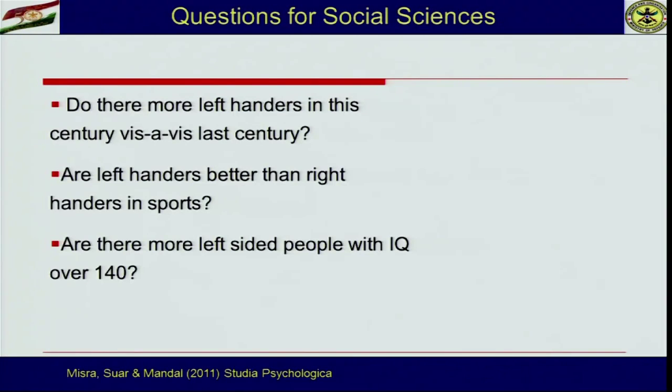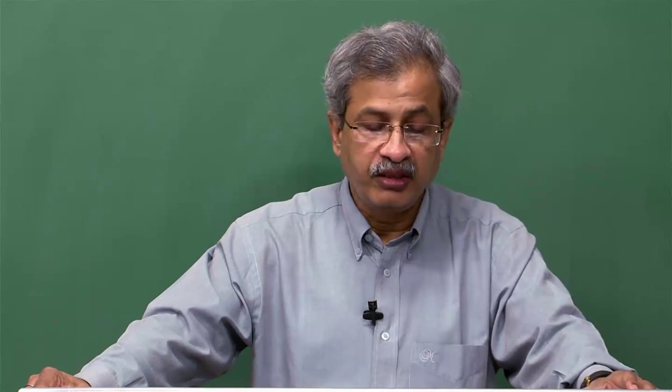Likewise, are there more left-sided people with IQ over 140? It has been found that the percentage of people with the left hand who have higher IQ over 140, which is considered an extremely gifted number of cases, is higher. 140 is the highest that we can measure with the existing tools. There have been studies which found that people with over 140 IQ have more left-handedness as a tendency as compared to the right hand, but we do not have a clear answer. This has to be studied. These are good questions for social sciences.